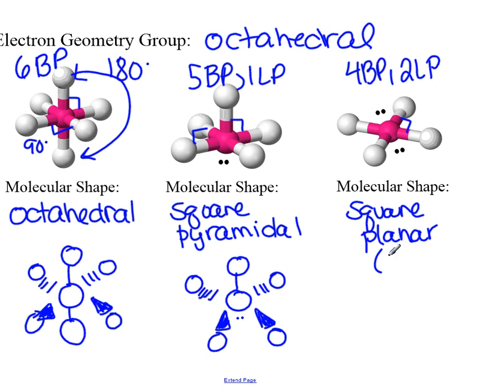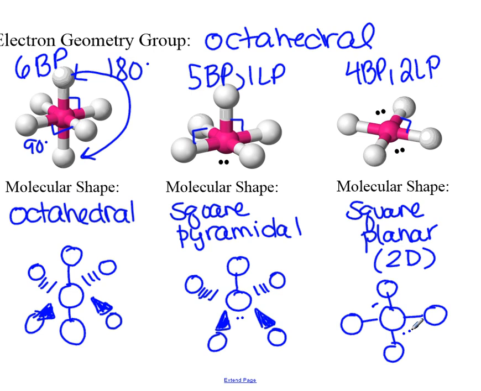Again, remember you see that word planar, we think 2D. So essentially with this one, it's really easy. If we took our 4 atoms and arranged them around, it would essentially look like a plus or a cross. And then we've got our 2 lone pairs that sit in that plane there.